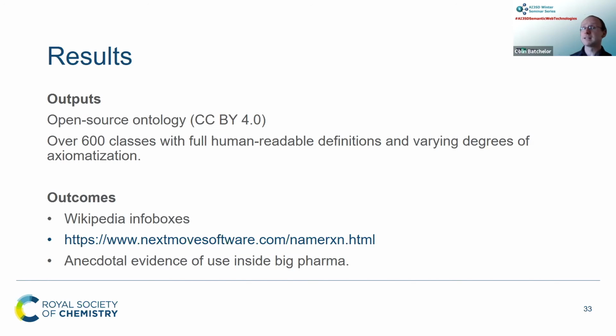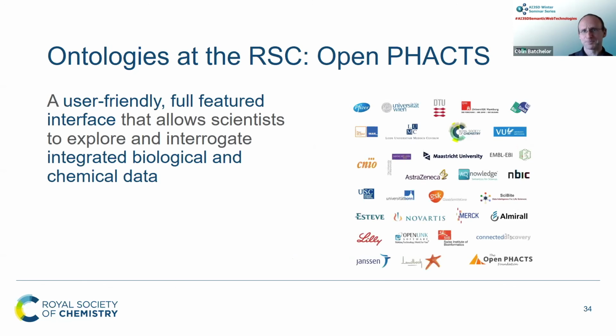They appear in Wikipedia info boxes. They are used as identifiers in addition to the identifiers in NameRxn, a commercial product that takes chemical reactions and identifies what name they have, what kind of reaction they are. And there's anecdotal evidence of use in big pharma companies.